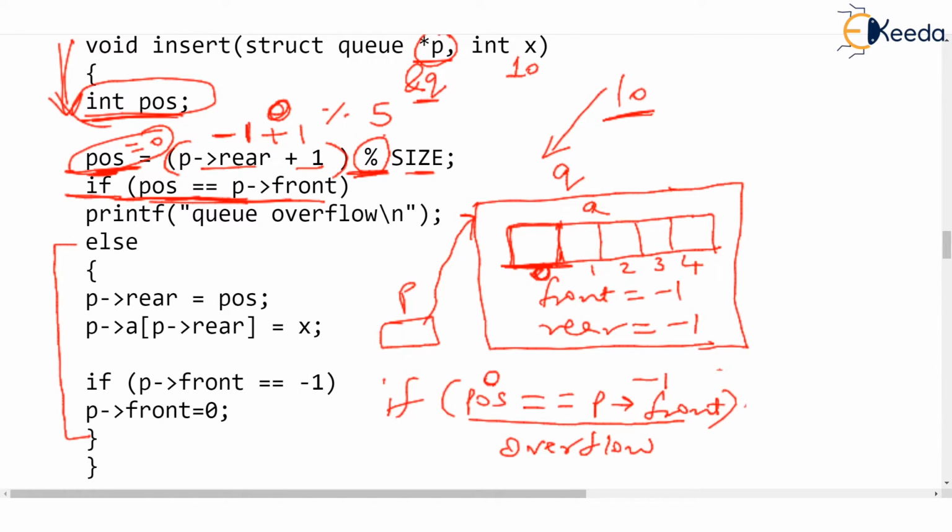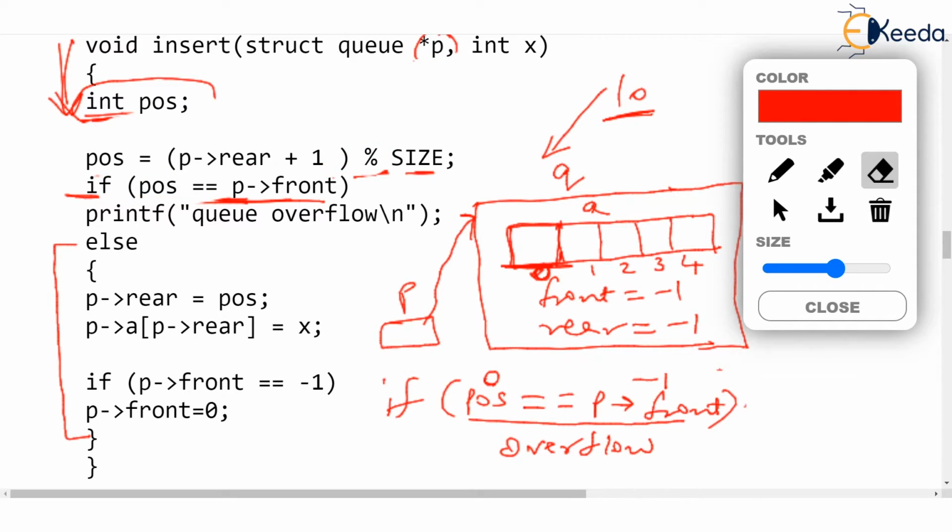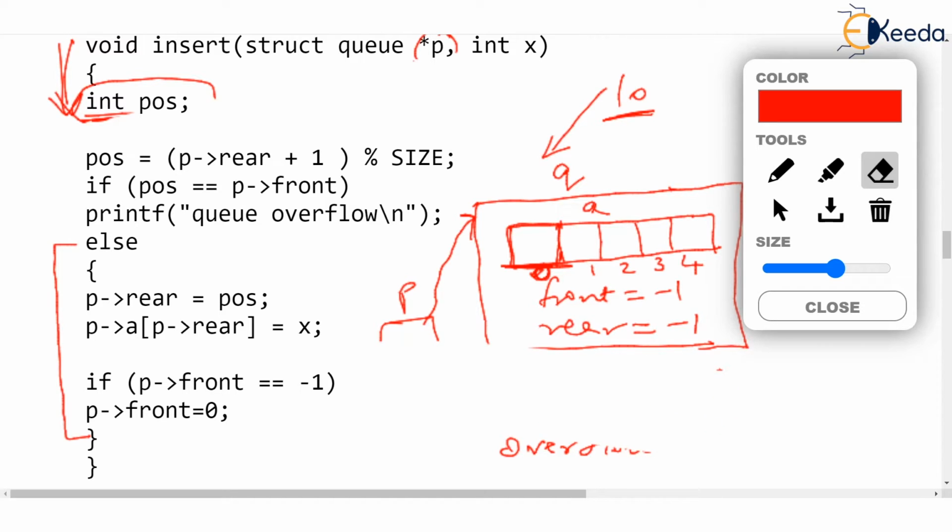I hope you are understanding. Let me clean a few things and then we will resume our discussion. Pos or position of insertion has come out as 0 and everything is okay. The queue is not overflown. Good. So we are in the else. Let's execute this line. P arrow rear becomes 0 because pos is 0. Look at P arrow rear. It was -1. Now it becomes 0.